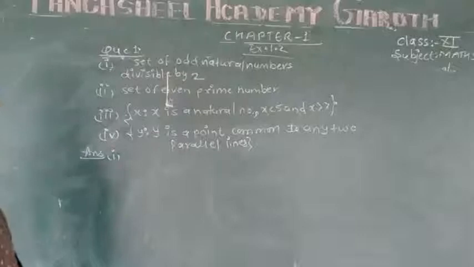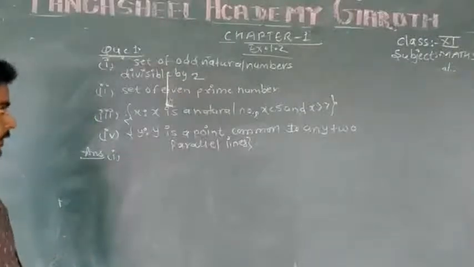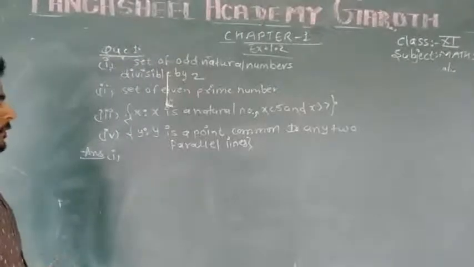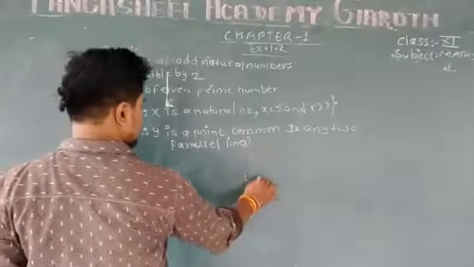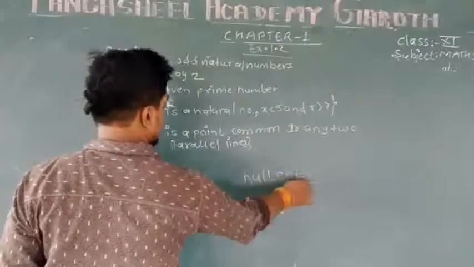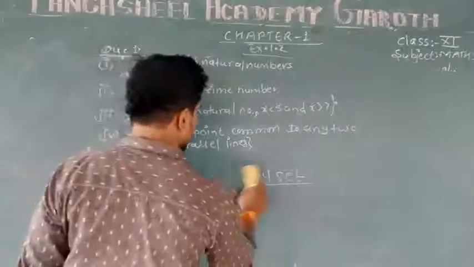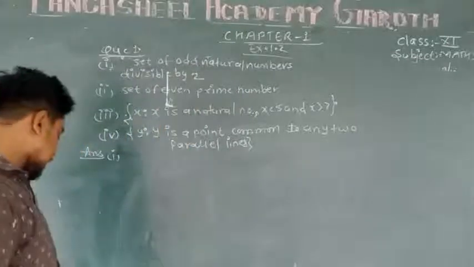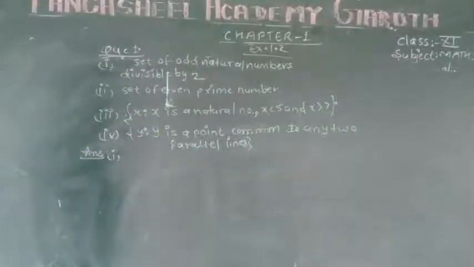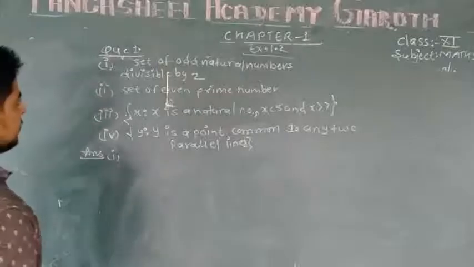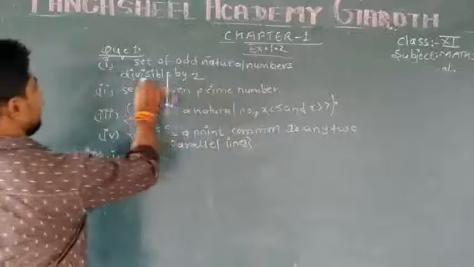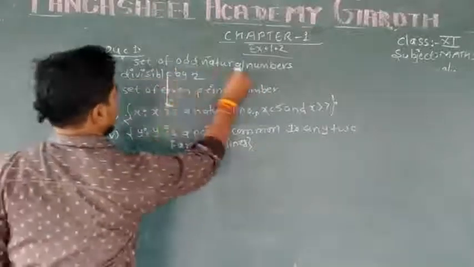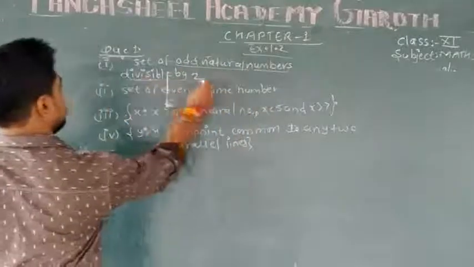In the question number first, we have to check which set is empty set or null set. Empty set is also known as the null set. So, if null set is given in the question, by meaning of null set it is called the empty set. First question is set of odd natural numbers divisible by 2.